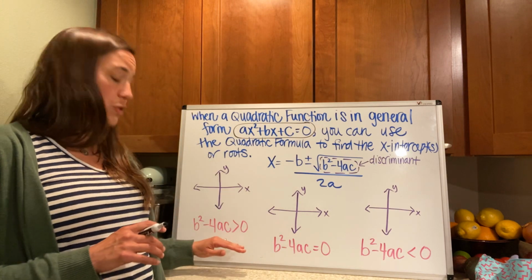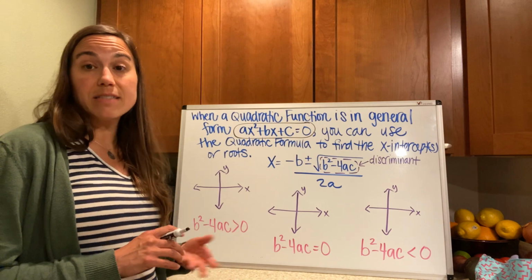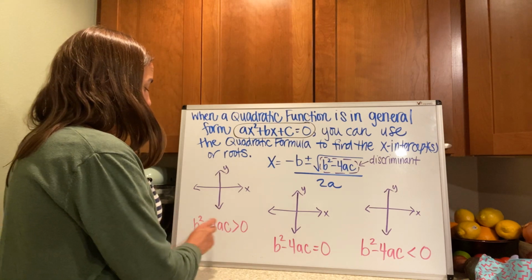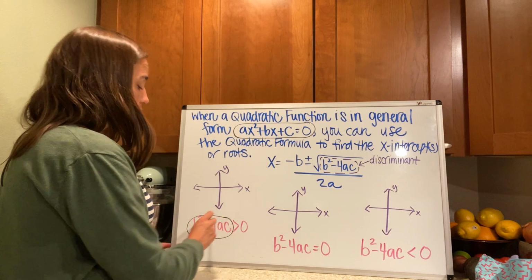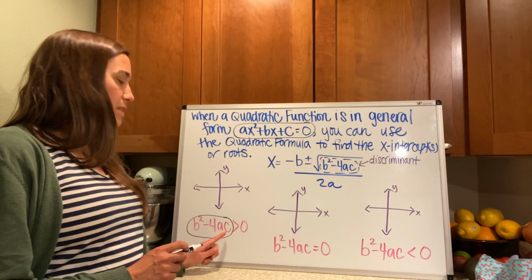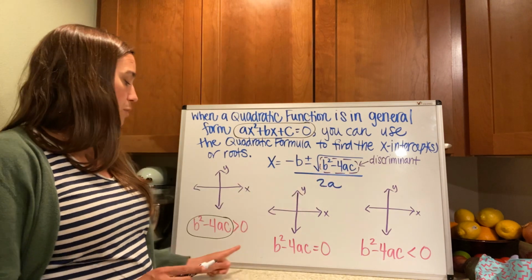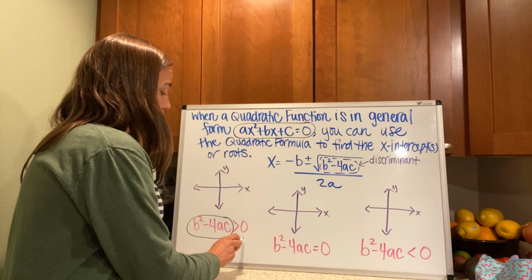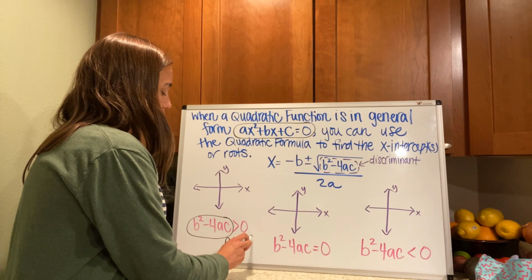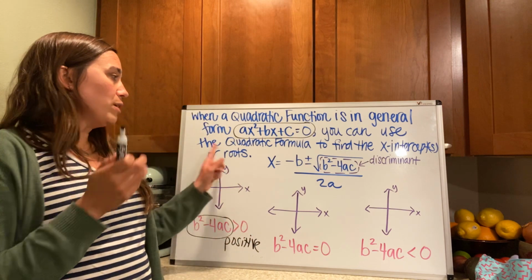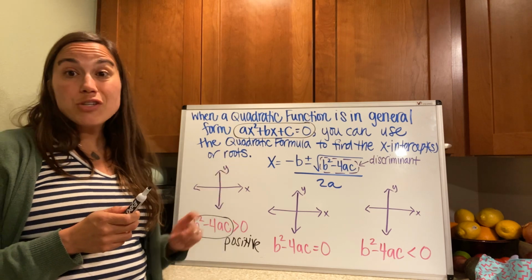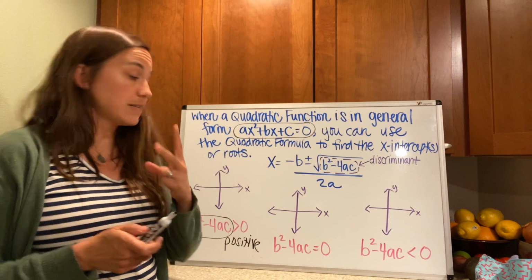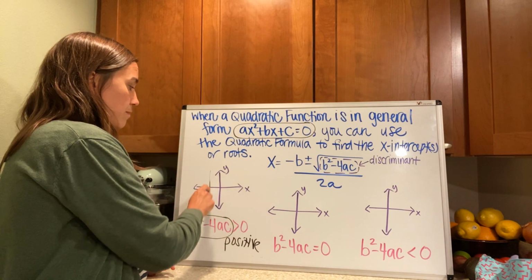So let's start off with the first one. This is the one that's really common. This is going to be like the ones that I did in the example. If the discriminant, which is b squared minus 4 times a times c, if the number underneath that radical symbol ends up being greater than 0, we say that number is positive, then my quadratic is going to have two x-intercepts. So when I solve, I'm going to get two solutions for x. So it might look like this.